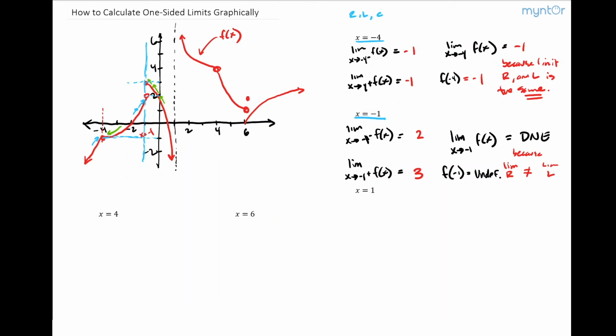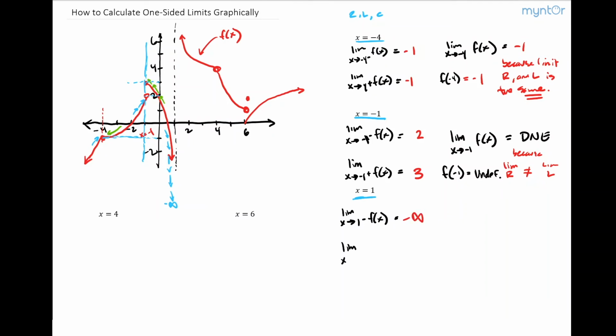Let's go ahead and do this for another point. X is equal to 1. So at x is equal to 1, you probably are getting the hang of it by now. What is the limit as x approaches 1 from the left-hand side of f of x? What is this going to be equal to? Well, as we approach x is equal to 1 from the left, we see that this looks like it's going down, down, down, down to -infinity. And so we would say that this is -infinity.